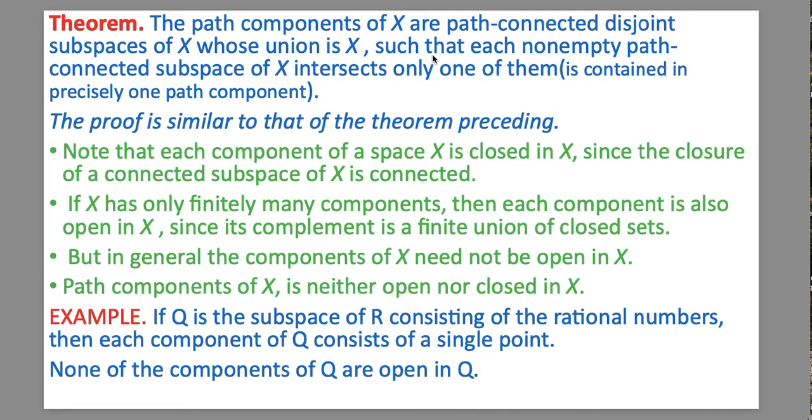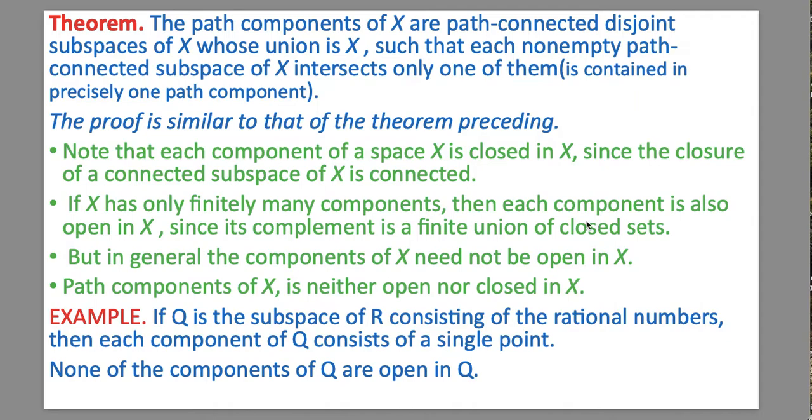We notice that each component of a space X is closed in X, since the closure of a connected subspace of X is connected. If X has finitely many components, then each component is also open in X, since its complement is a finite union of closed sets. But in general, a component of X need not be open in X. A path component of X is neither open nor closed in X, in general.